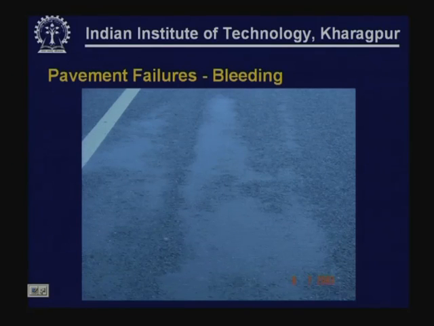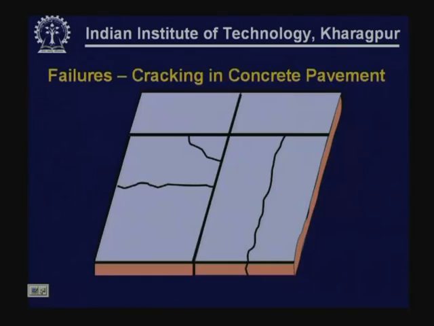This photograph shows another type of failure known as bleeding. You can see that bitumen has come up to the surface and you see patches of bled surface. This could be because of over compaction of the pavements that are subjected to high pavement temperatures, pavements where the bituminous mix was not properly designed, or pavements where very heavy loading is applied. So this is another type of failure that has been of major concern to pavement engineers in the recent past.